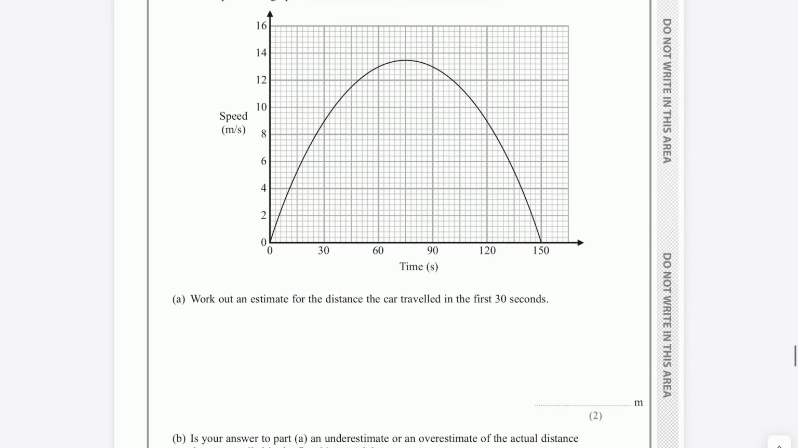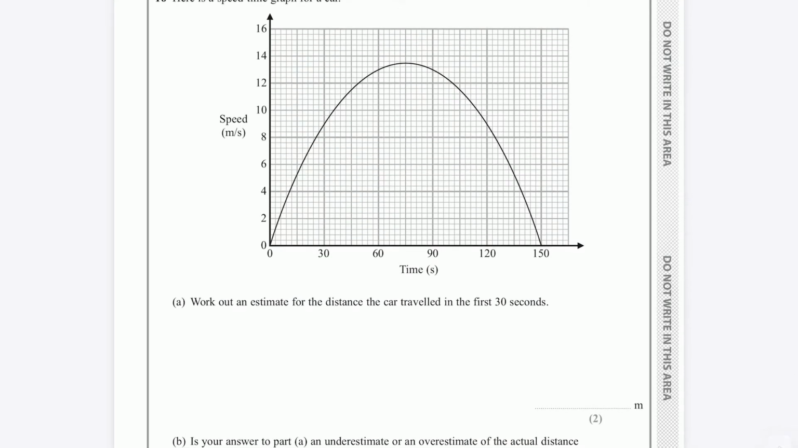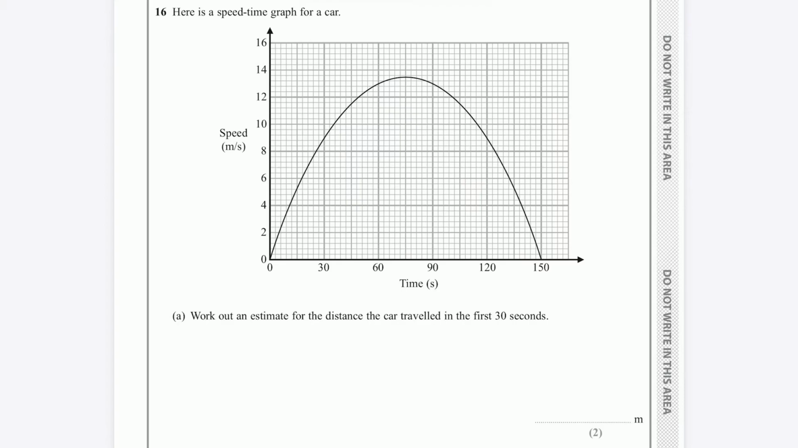Moving on to question 16, work out an estimate for the distance the car travelled. Since we have a speed-time graph, distance is always the area under the graph, so you want to remember that. In this case, the first 30 seconds, and it's asking for an estimate. If I draw a line down from there to there, it's a triangle, so it's base times height divided by 2. The base is 30, the height is 8.8. You want to be careful here. Each one of these small squares represents 0.4. And if you type that into your calculator, you get 132 meters.